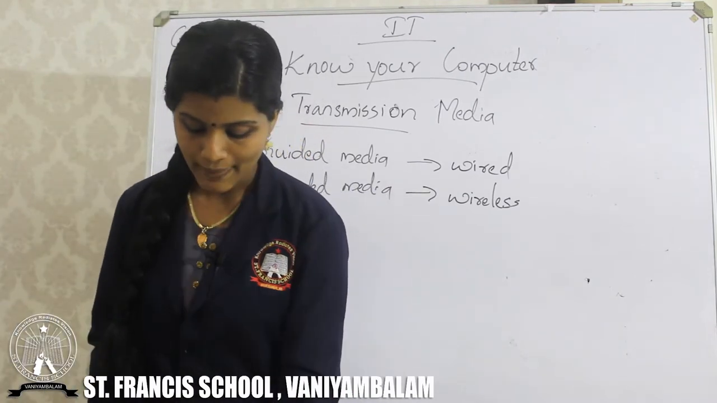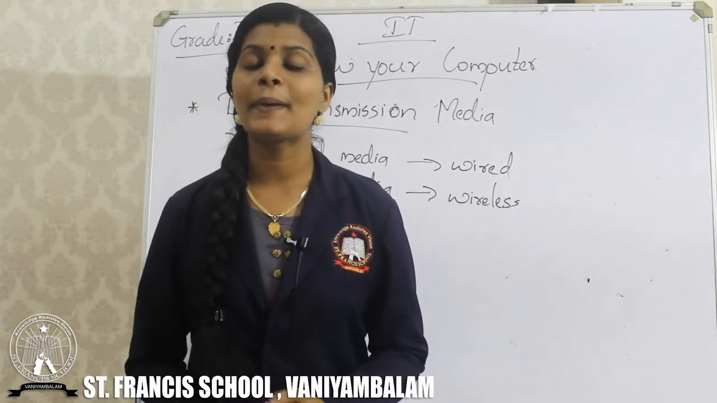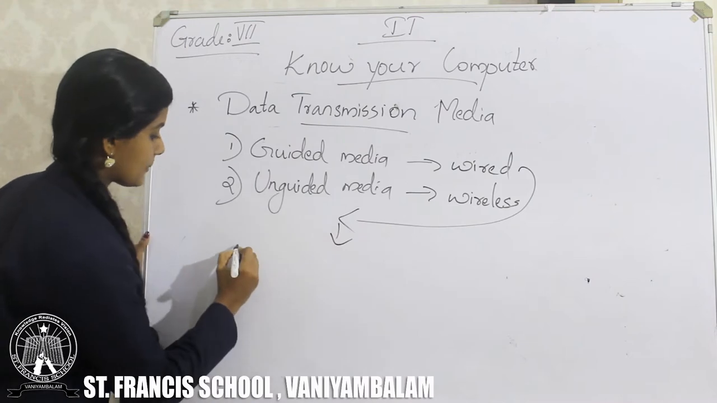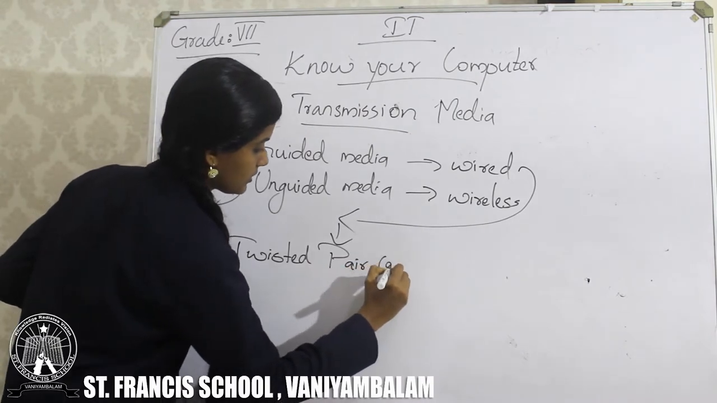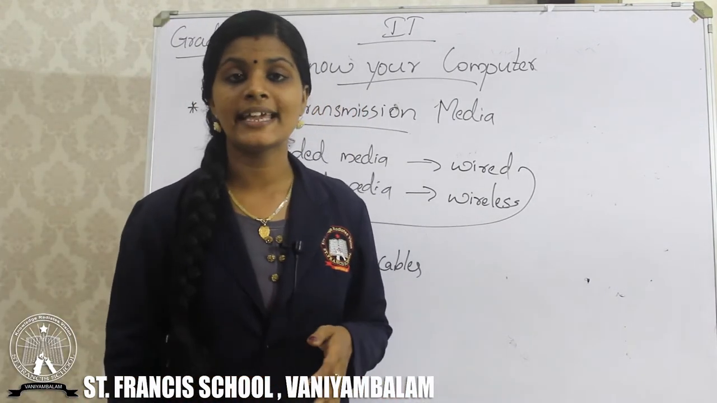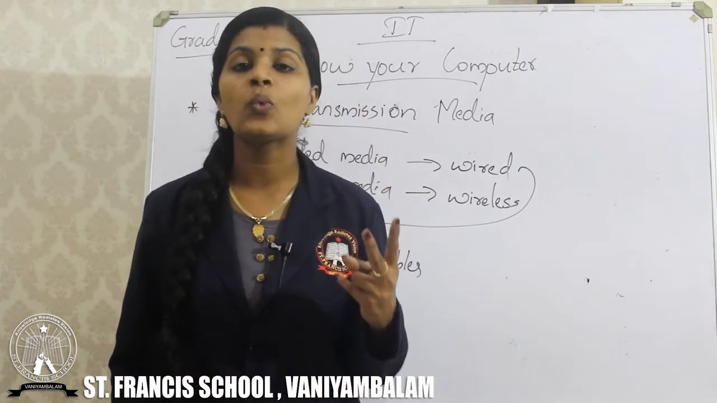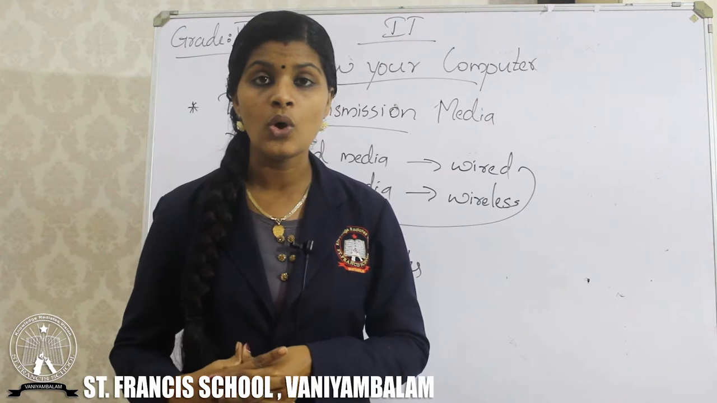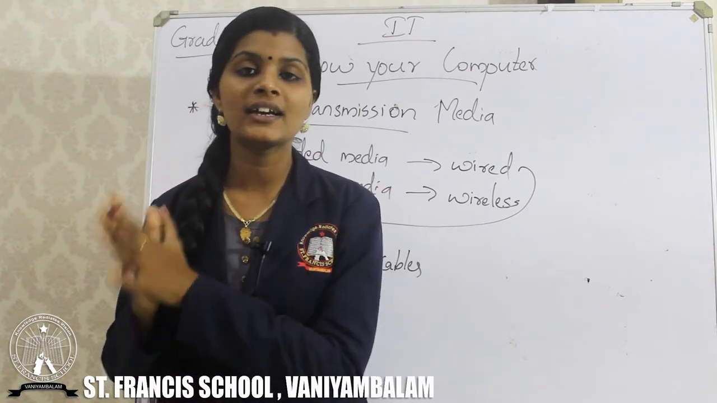In your textbook, page number 6, you can see three types of guided media. The first one is twisted pair cables. You can see the picture in your textbook. The wires are insulated and twisted around each other. Two wires will be there, twisted together. The first use is for the telephone network. These twisted pair cables are used for telephone networks.